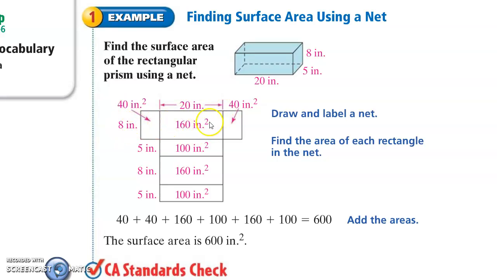8 inches tall is 160, and the other areas are just kind of added together. So the surface area for this entire figure is going to be 600 square inches. Why? Because area is square area. So these ones are kind of nice and easy. If they give you a net diagram, all you have to do is find the areas of each individual little section and then add them together.